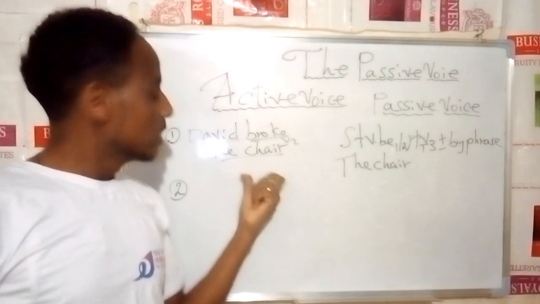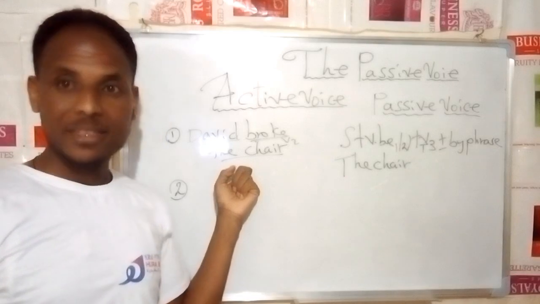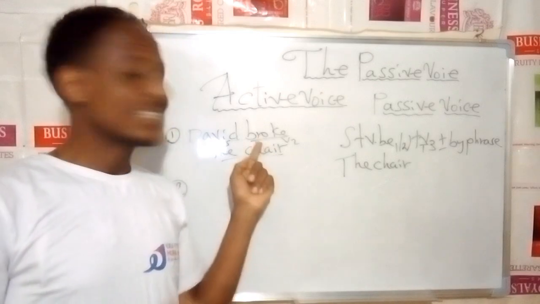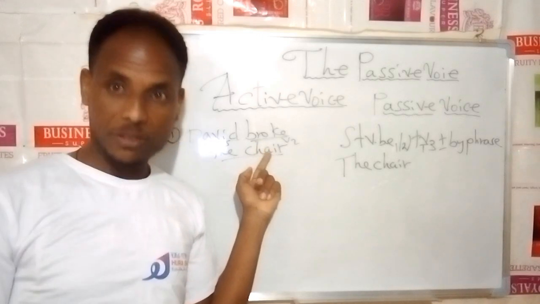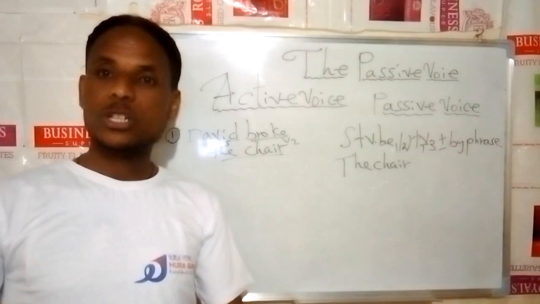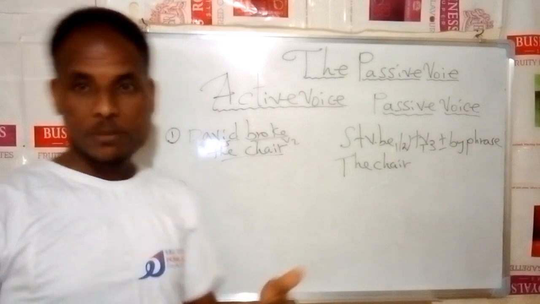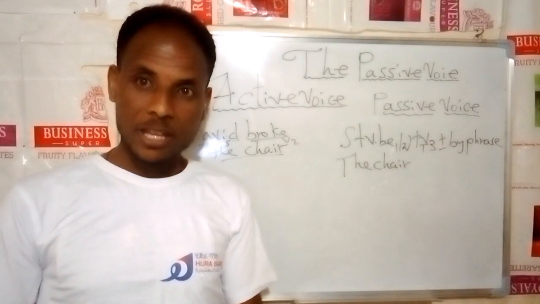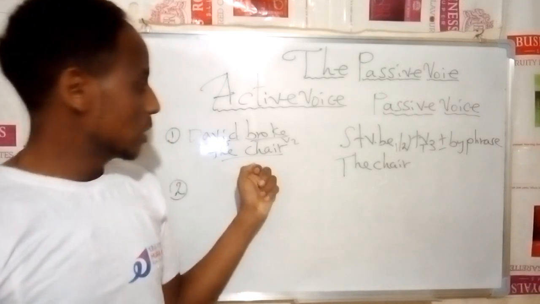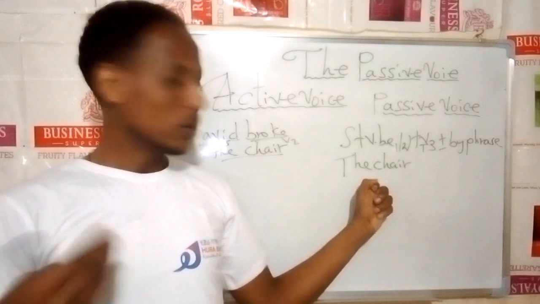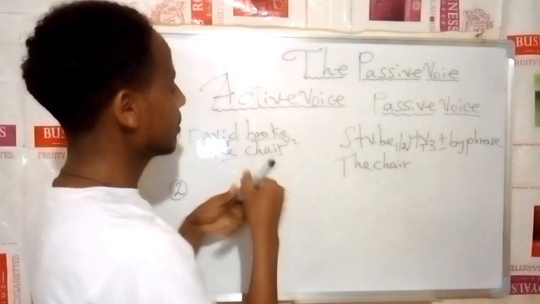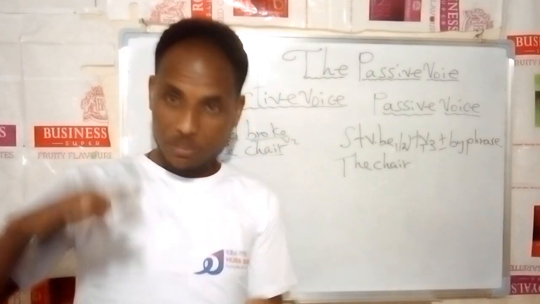David broke the chair. So in this sentence, David is the subject of the sentence, whereas broke is the transitive form of the main verb in the past simple form, and the chair is the object of the active voice. So whenever changing the active voice into the passive voice, the object of the active voice becomes the subject for the passive voice. So we always begin writing with a capital letter, the chair, and the verb is to be. It is in the past simple form.